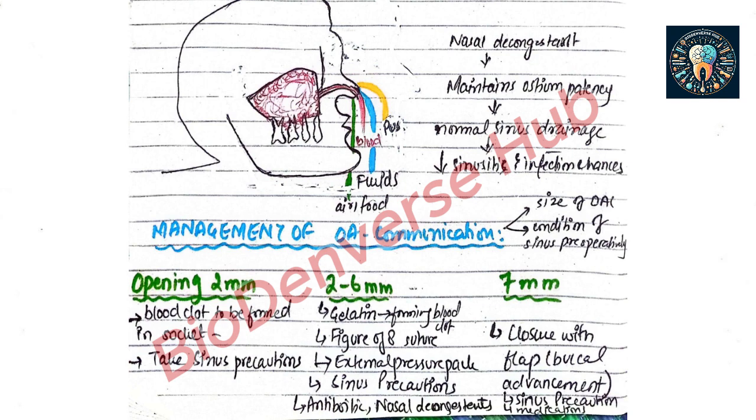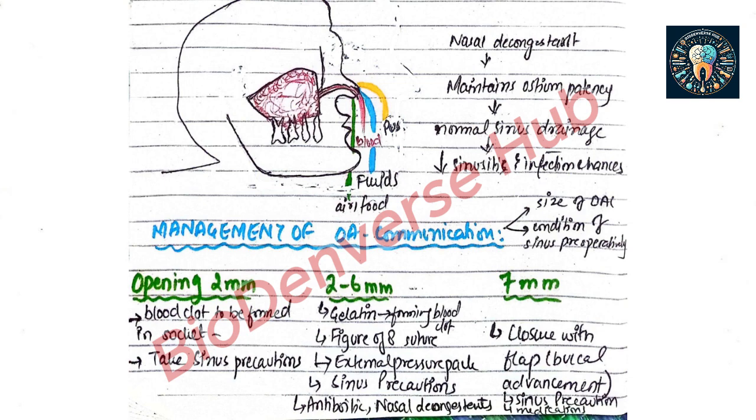So now let us understand the nasal decongestants. As we know, in case of an oroantral communication or fistula, nasal congestion occurs due to the inflammation around the ostium, and in that case the patency of the ostium cannot be maintained and it affects the normal sinus drainage.